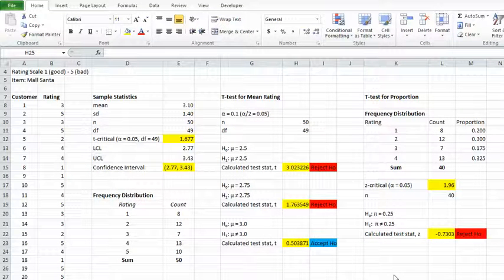I'm back and refreshed and ready to go. Okay, hypothesis testing for proportion.